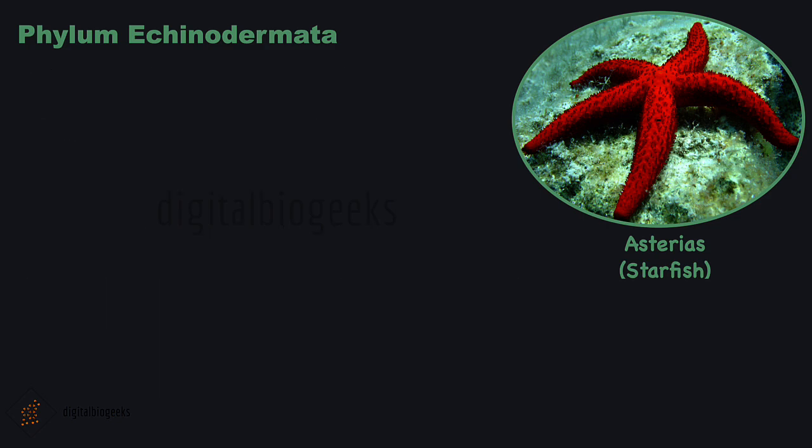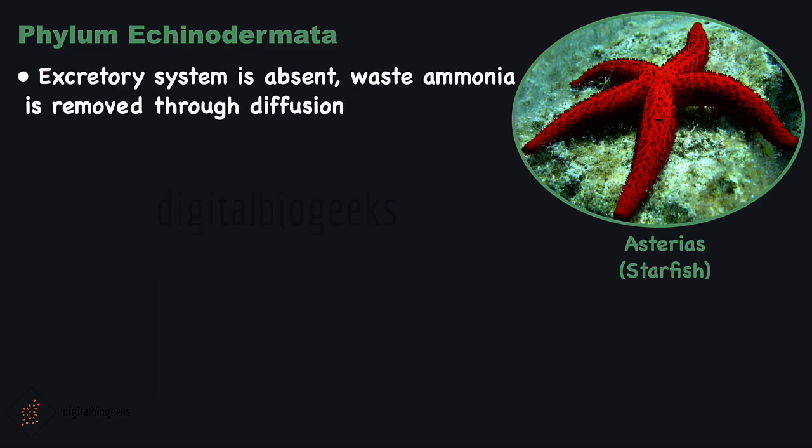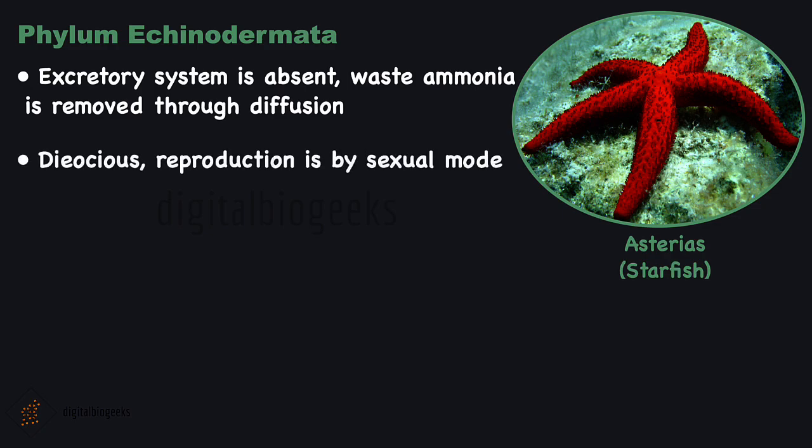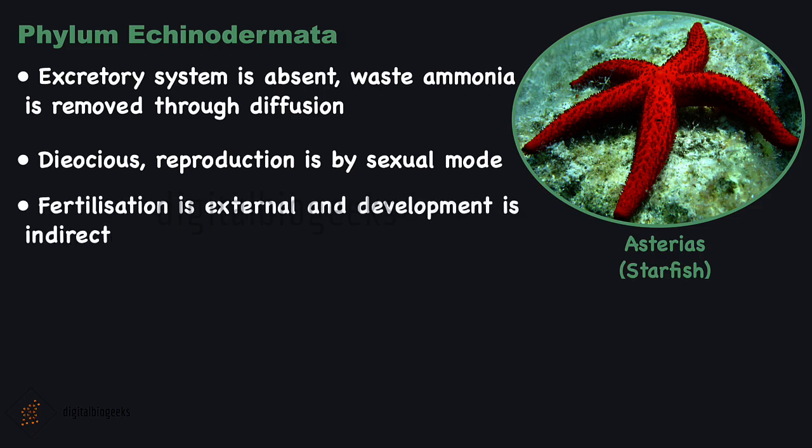The excretory system is absent. Waste ammonia is removed from the body through simple diffusion. Sexes are separate and reproduction is by sexual mode. Fertilization happens externally and the development includes a larval form, that is the indirect development.